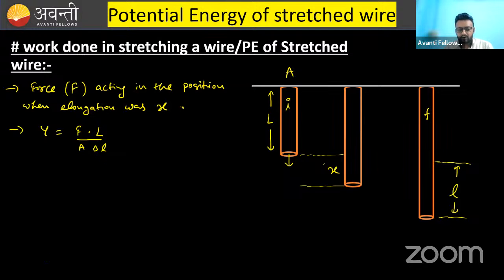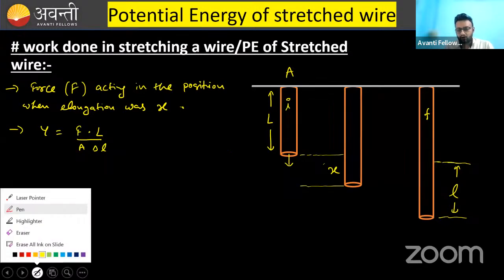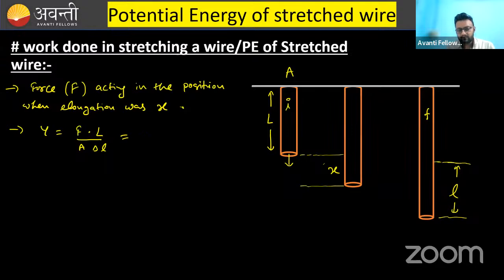Strain is delta L over L. So if I place the values according to our situation, the force is F, the area is A, L is the original length, divided by delta L, which is the change in the length. In this second stage, the change in the length is x. So the value of force F is equal to Y A x divided by L. This is the value of force.